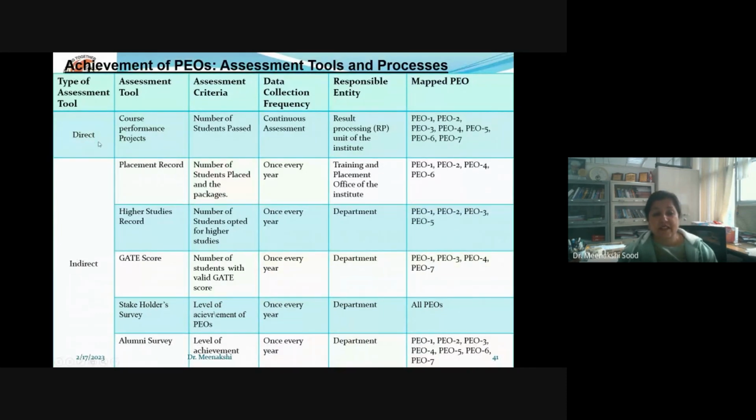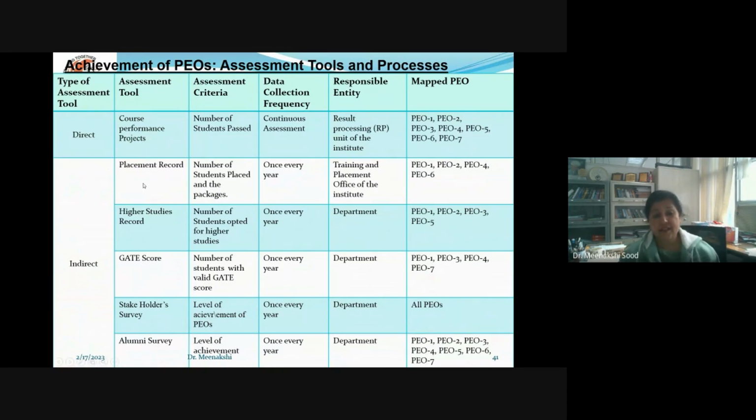So we call it direct tools as well as indirect. Direct tools are simple: when the students are passing out, what is the result? How many students, how was their performance, how many got a CGPA of more than 9 or A plus, and how many like this. So this is the direct assessment.